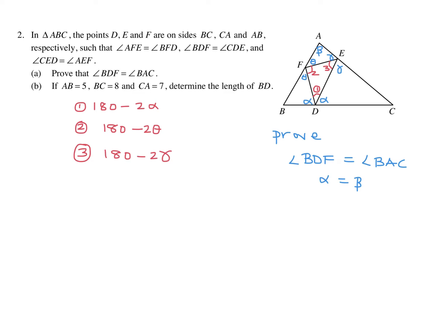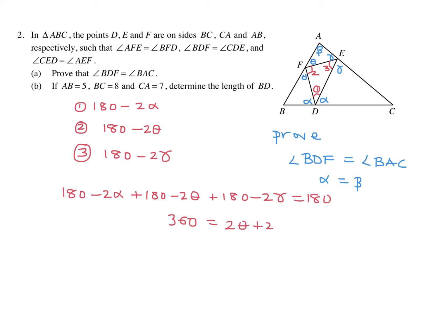Now, as you know, the sum of all the angles of a triangle add up to 180. So if we add up these three, we should be able to get 180. Okay, so let's do the math here. This gives me 360, and on this side, it'll be 2 theta plus 2 alpha plus 2 gamma. Divide through by 2, and you get theta plus alpha plus gamma. Okay, great. That's a nice relationship.